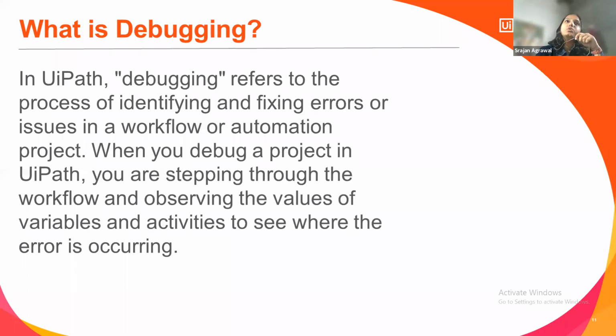Think of a scenario. You are building a project, building an automation in UiPath Studio or Studio X, any platform which you use. And debugging is like when there is an error, or there is a variable whose value you want to be something else, and the value of the variable is coming as something else.